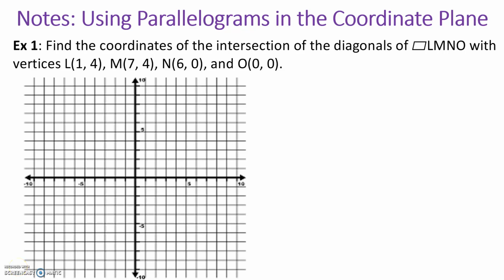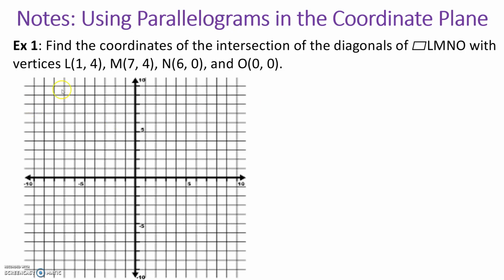The focus of this video lesson is using parallelograms in the coordinate plane. Example 1. Find the coordinates of the intersection of the diagonals of parallelogram LMNO with vertices L at 1, 4, M at 7, 4, N at 6, 0, and O at 0, 0.